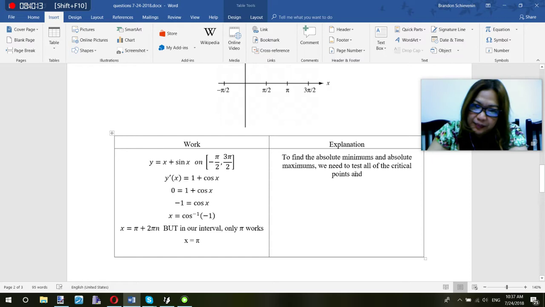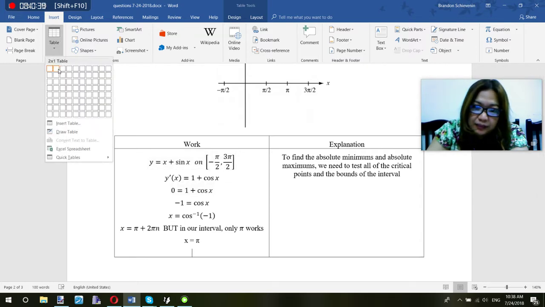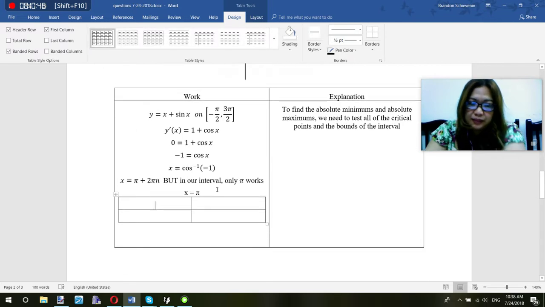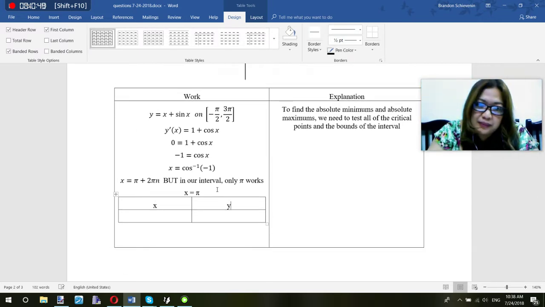So we need to test all of the critical points. That's the point where the function changes direction, or points where the slope is equal to 0, and the bounds of the interval. Okay, so the points I need to plug into my y value are negative pi halves, pi, and 3 pi halves. So I'm going to make a table really quick. Give myself space. So this is the x value and the y value at these points.